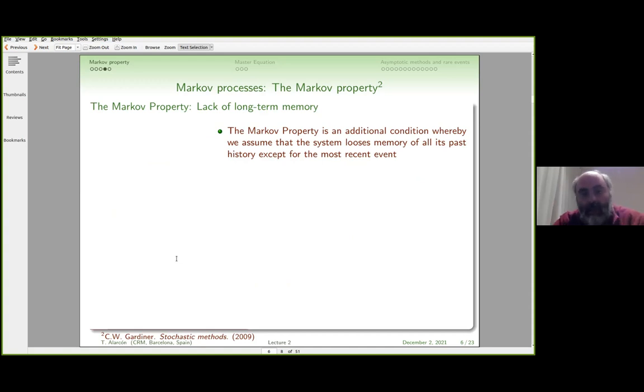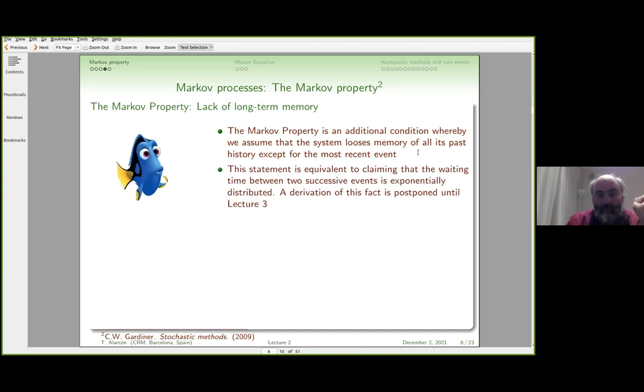One of these conditions that can be imposed upon the system is that the system is a Markov process. This is defined by the Markov property, which basically means that the system has lack of long-term memory. We assume the Markov property all the way through these lectures: the system loses memory of all its past history, except for the most recent event. As we will see in the next lecture, this statement is equivalent to claiming that the waiting time between two successive events is exponentially distributed. So we are dealing basically with Poisson processes, essentially.